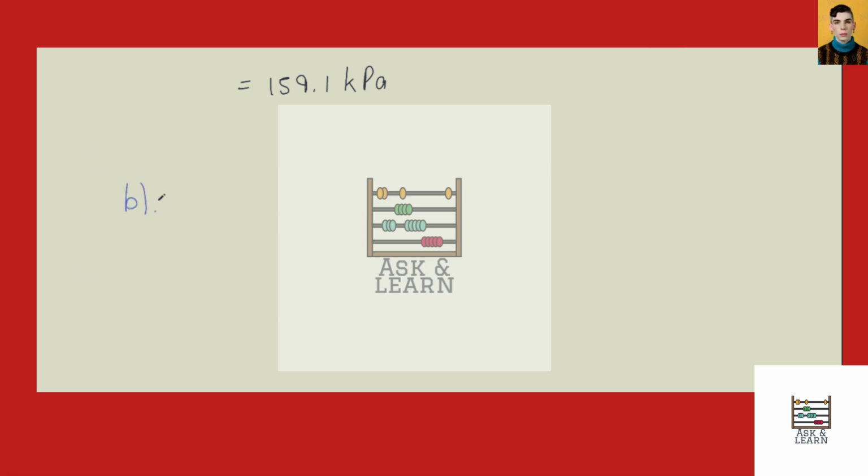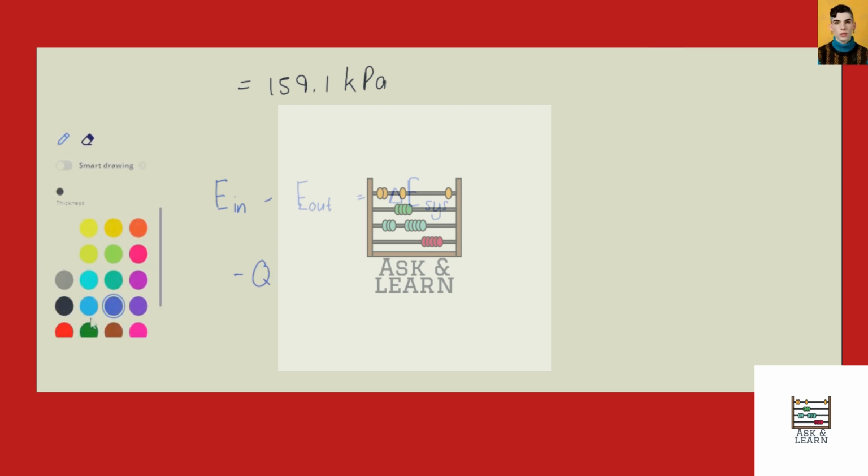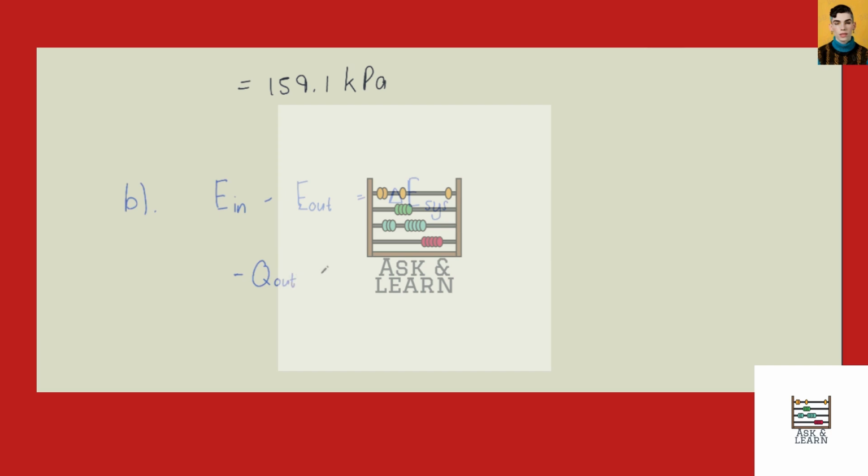Now for part B, we can take the hydrogen in the tank as the system, and the system is closed since no mass enters or leaves. We can write the energy balance equation, which is E in minus E out is equal to the change in energy of the system, delta E. So this has contributing factors of the heat which is leaving the system. So we have minus Q out, since it's heat out, and this is equal to a change in internal energy of the hydrogen gas.